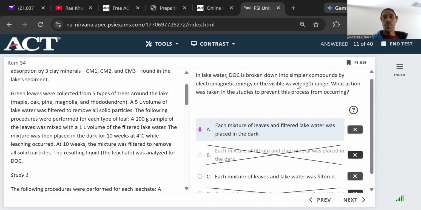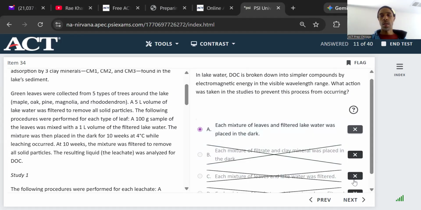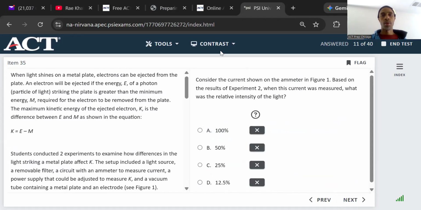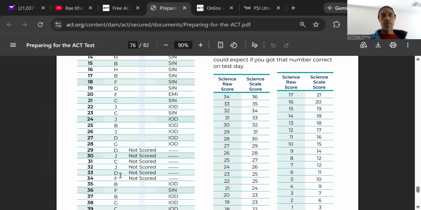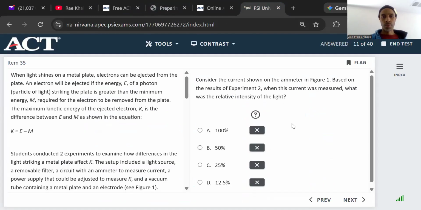So that way the DLC is not broken down into simple compounds. Yeah, it's the dark. I believe in that. Let's check that one out. 34. Yeah, 34 is F or A, but A and F are the same. All right, hopefully you got that.